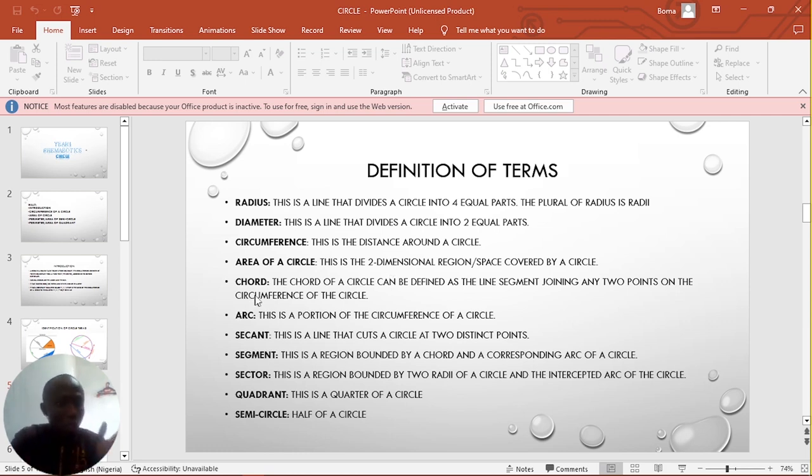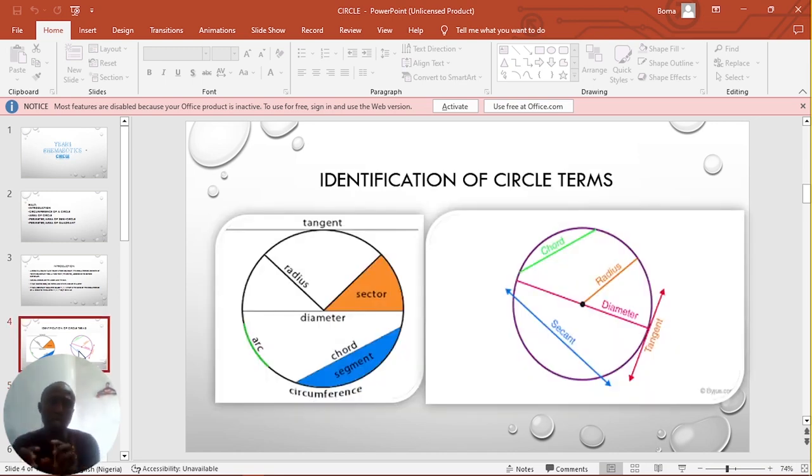Now we move to what we call the chord. The chord of a circle can be defined as the line segment joining any 2 points on the circumference of the circle. Now let me show you what a chord is using this diagram you're seeing right now. You can see from this point to this point, it's a line segment that cuts the circle at 2 points on the circumference. So this line you're seeing is called a chord.